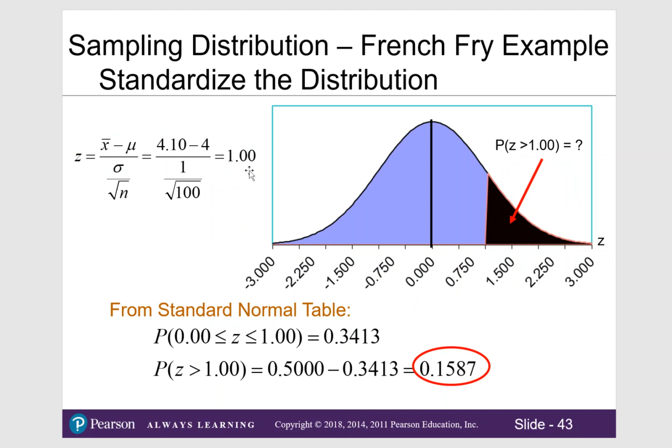So when you calculate that, you actually get a z-score of 1, which means when you look this up on the table, you'll get a 15.87.